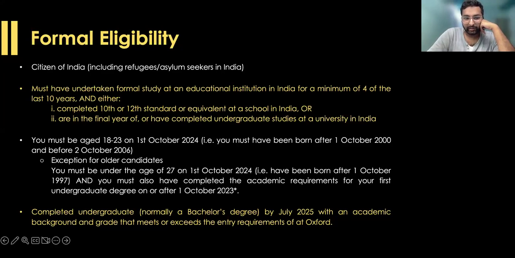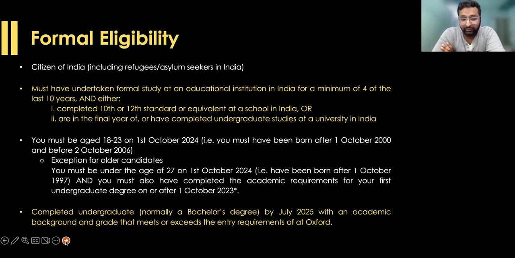There is also an age requirement. You must be aged 18 to 23 on 1st October 2024, with the exception of a specific exception for older candidates, which essentially says that you must be under the age of 27 on 1st October 2024 in case you have completed the academic requirements of your undergraduate degree on or after 1st October 2023. So this is to account for candidates who have started their studies late, or in cases of universities where the graduation happens slightly later in October.